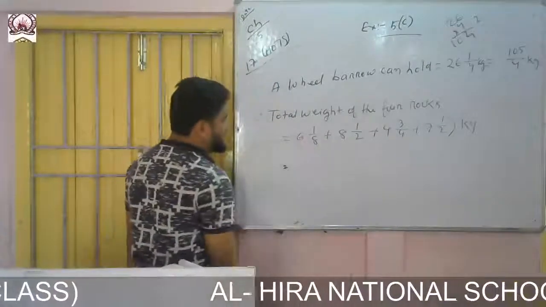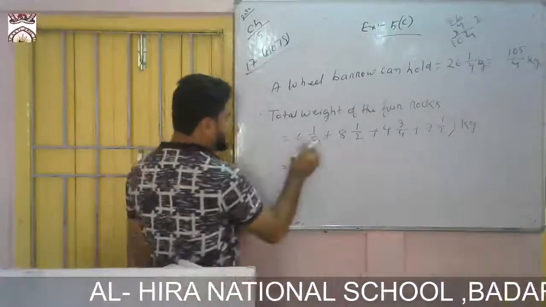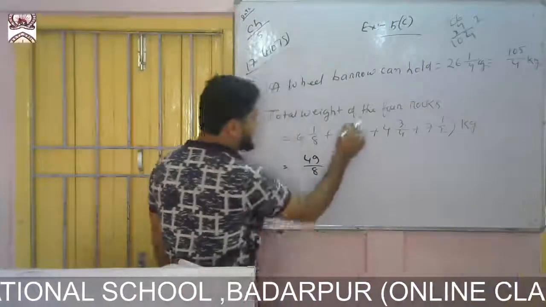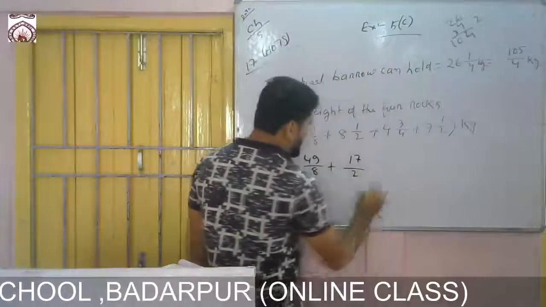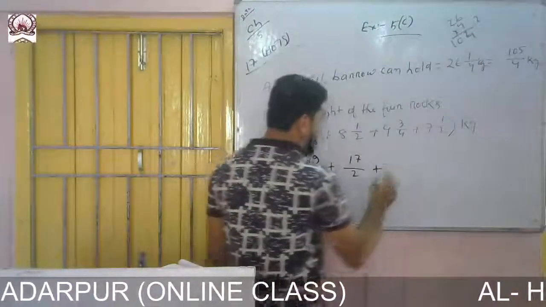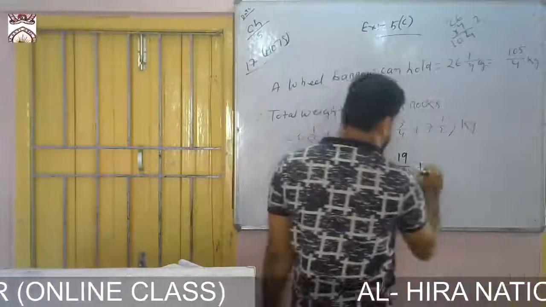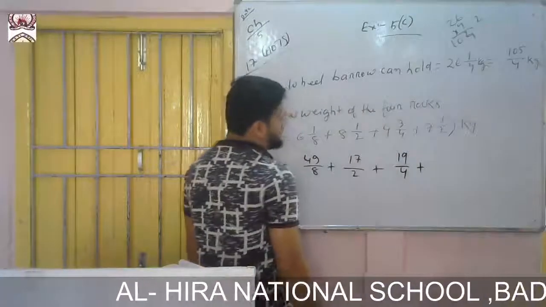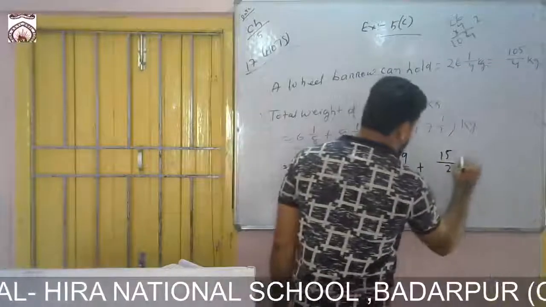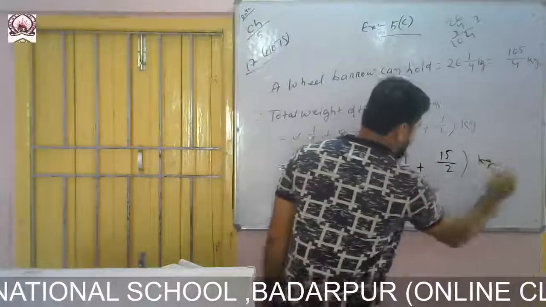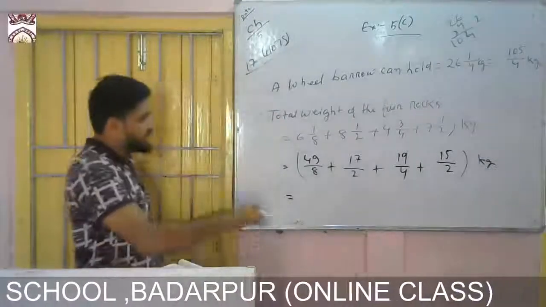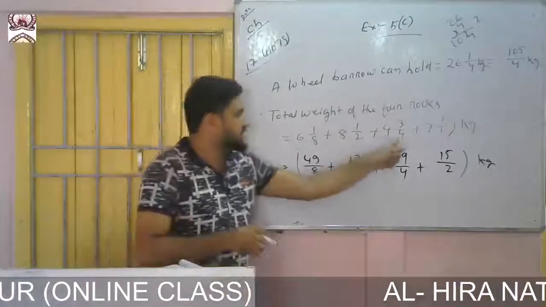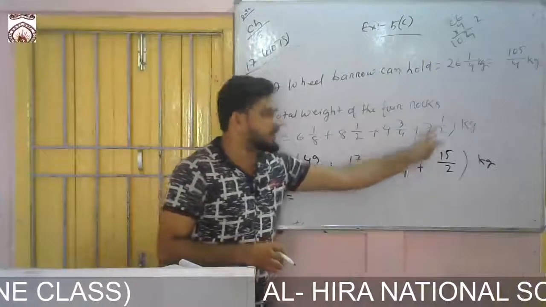First break the mixed fractions. 6 8s are 48 and 1 is 49, so 49/8 plus 8 2s are 16 and 1 is 17, 17/2 plus 4 4s are 16, 17, 18, 19, so 19/4 plus 7 2s are 14 and 1 is 15, 15/2. Okay, now take the LCM of that.